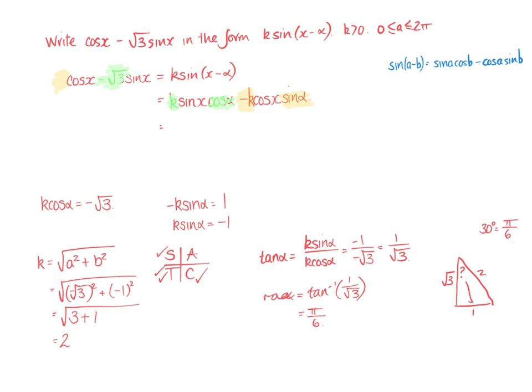But we know that we've got to be in our third quadrant, so alpha is going to be, we've got to add that on, don't we? So it's going to be pi plus pi over 6. So that's going to be 7 pi over 6. So then we can go back to our original thing up here, and we can say that we know that k is 2, and we know that sine, and then we're going to have x take away 7 pi over 6. And that's our answer.